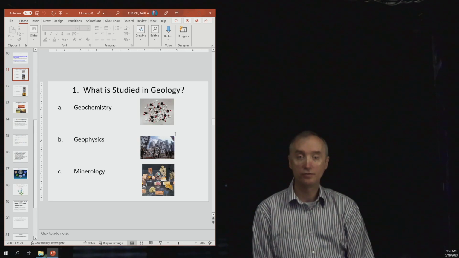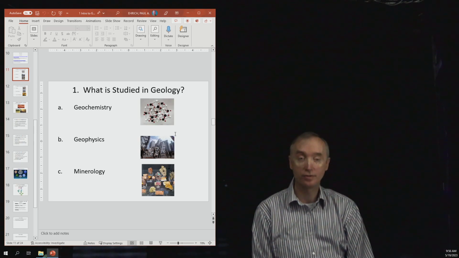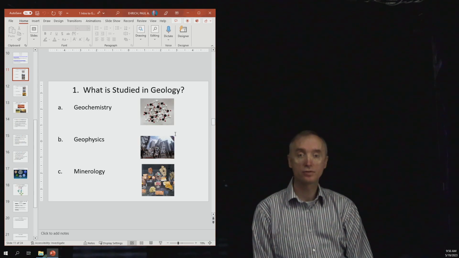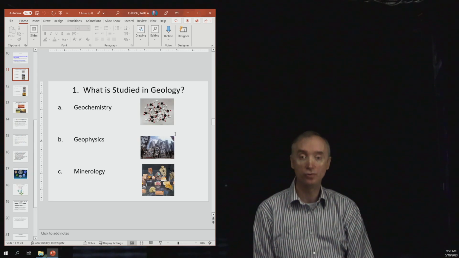Okay, then you've got geophysics. Geophysics is going to be the application of physics to geology. In this picture, you might notice that those buildings are damaged by an earthquake. So one of the things that you study in geophysics is how earthquake waves move through the earth and how they cause damage.